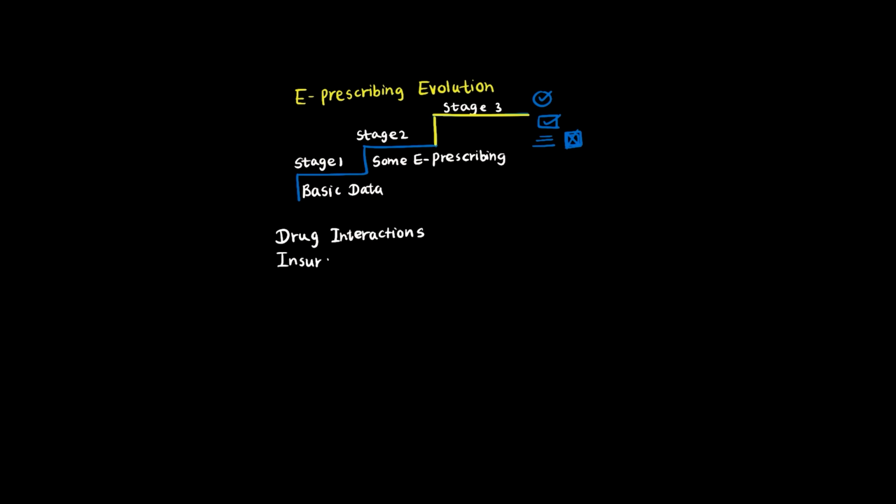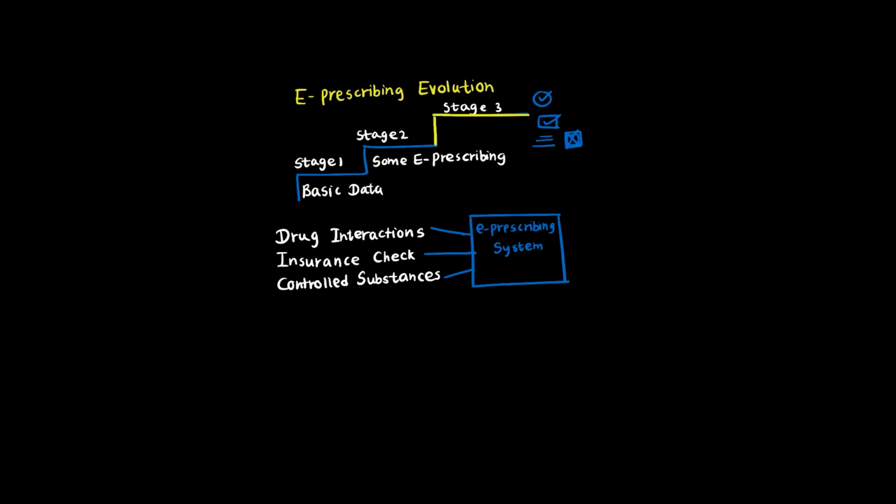Here, electronic prescribing isn't just sending scripts to pharmacies electronically. It's complete integration with clinical decision support, automatic drug interaction checking, formulary verification, prior authorization processing, and controlled substance prescribing. The system knows patient allergies, checks insurance coverage, suggests therapeutic alternatives, and tracks whether patients actually fill their prescriptions.